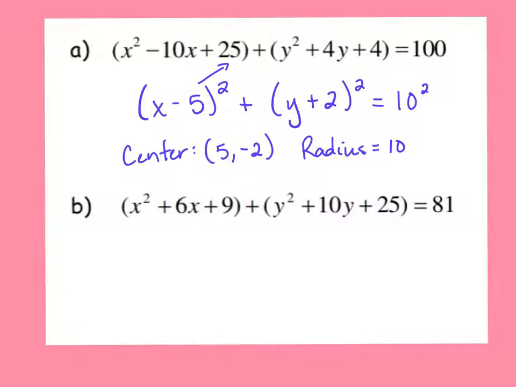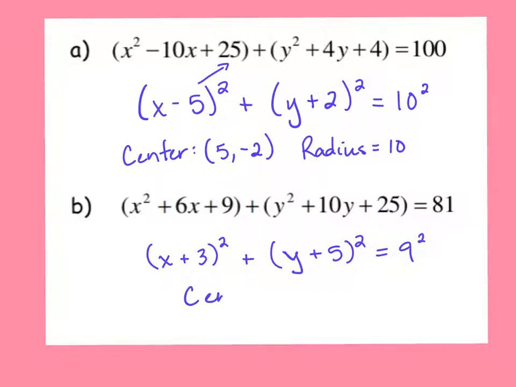So these other two down here on part B, half of 6, so x plus 3. 3 squared is 9, so that one's a perfect square trinomial. Half of 10 for that 10y, so y plus 5 squared. 5 squared is 25. And then the square root of 81 is 9, so I can rewrite that as 9 squared. So that means I have a center of negative 3, negative 5, and I have a radius of 9.